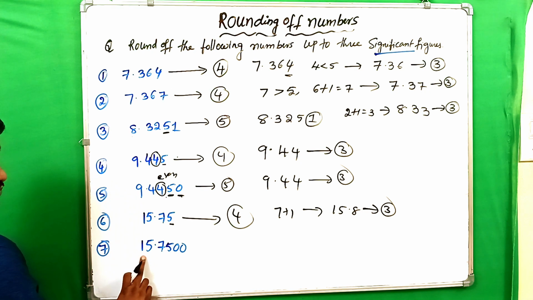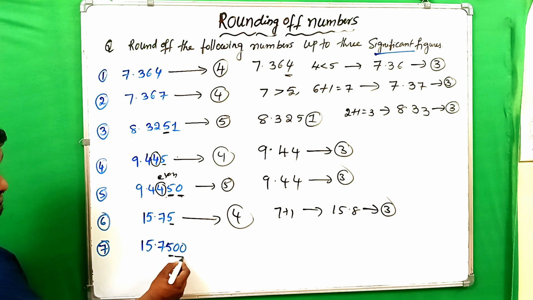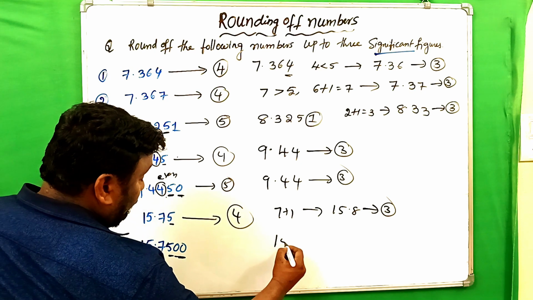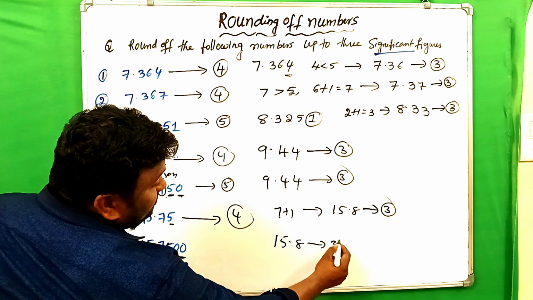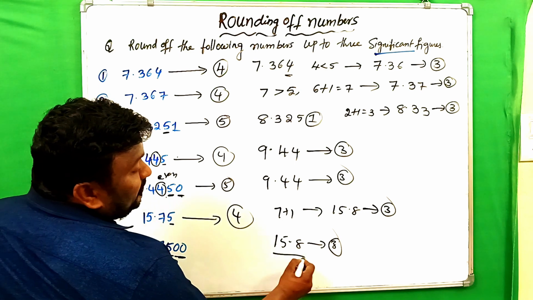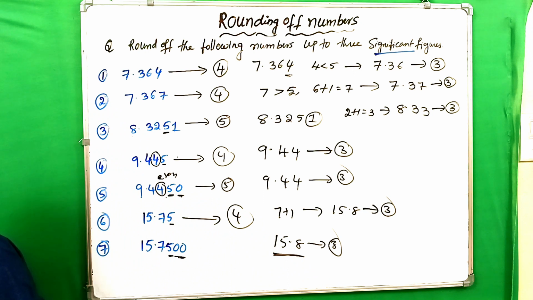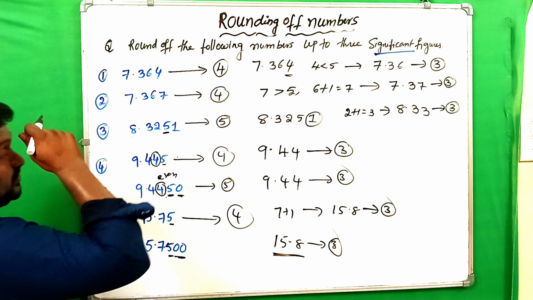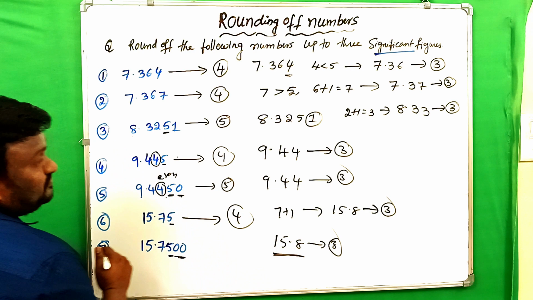And the next one, 15.7500. Here 5 follows the zeros. Then finally it is again increased by 1, so we write 15.8. This is also like this: 5 follows the zeros, the preceding number is odd, so it is raised by 1. Then we write 15.8. So in this way we round off the given numbers up to 3 significant figures by using some rules.